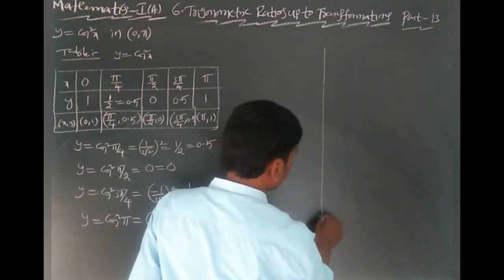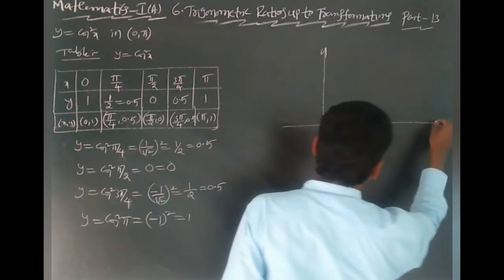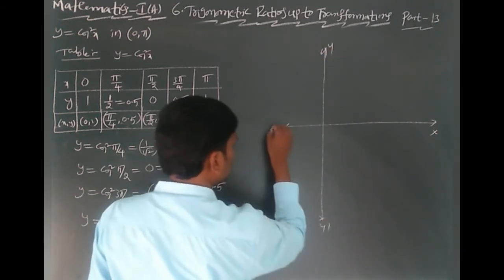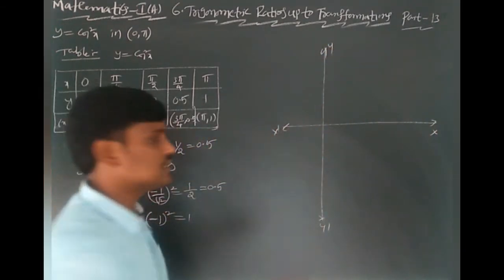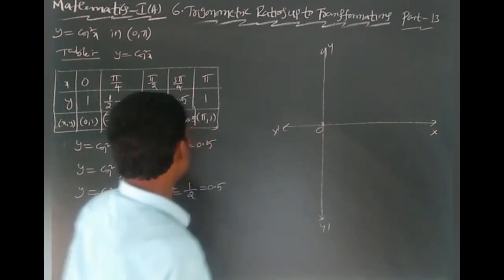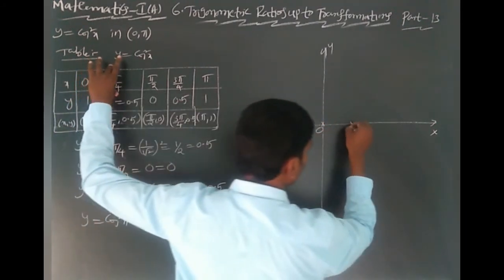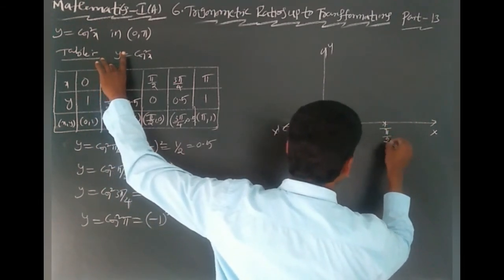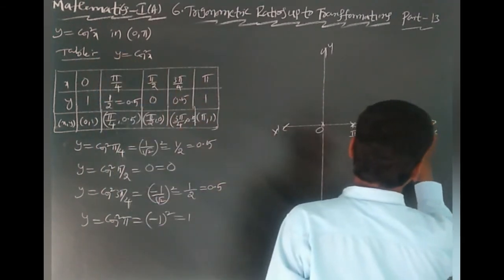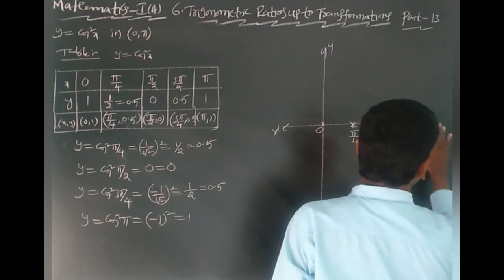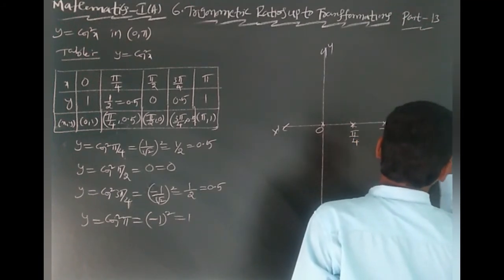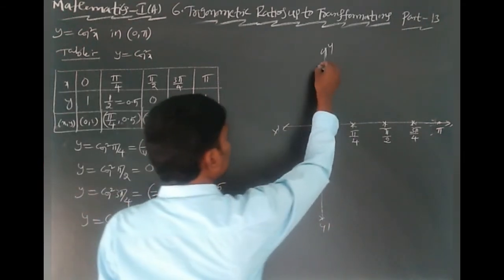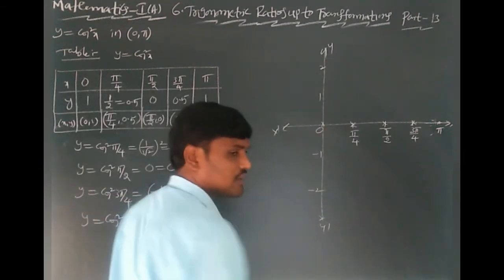We have to take a two-dimensional figure. In this two-dimensional geometry, x dash, y dash, this is the order. First we take pi by 4, after that pi by 2, after that 3 pi by 4, after that pi. Here on the y-axis we take 1, 2, and minus 1, minus 2.